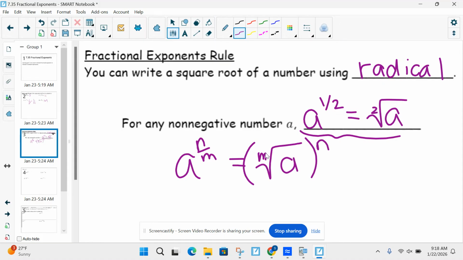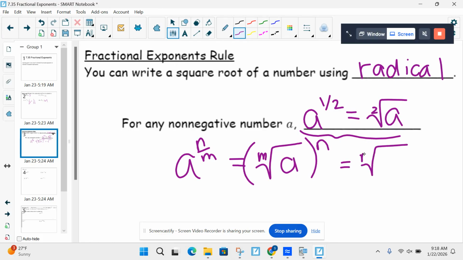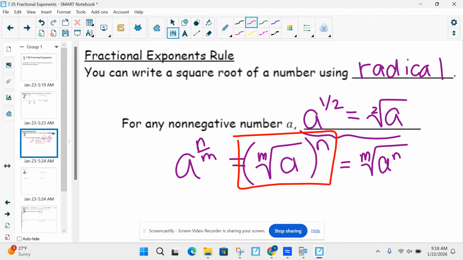You can also write this a different way. You can write this as the mth root of a to the n. You can write the n on the inside of the radical. But this way is the way I would like you to write it for your homework because it helps us to simplify it easier. Because then we'll take the cube root or the 4th root of whatever number we have and then raise it to the exponent power. And that makes it easier usually. But either of these are equivalent. This is the way I want you to write it for your homework. Okay, so the denominator represents the root. The numerator represents the exponent.